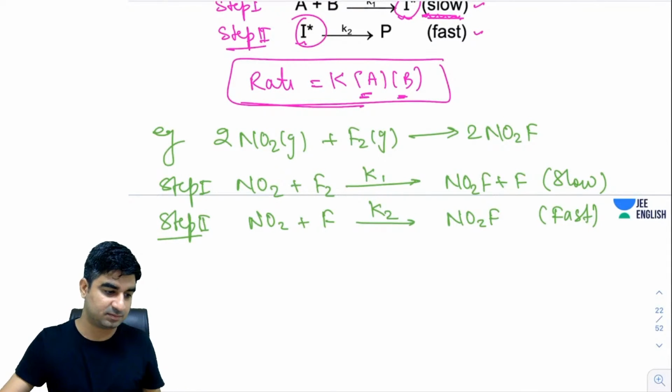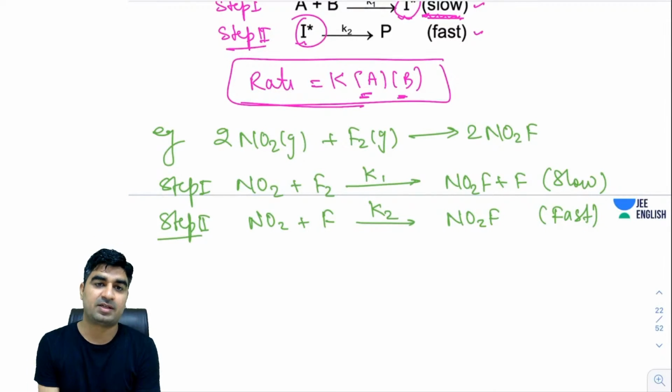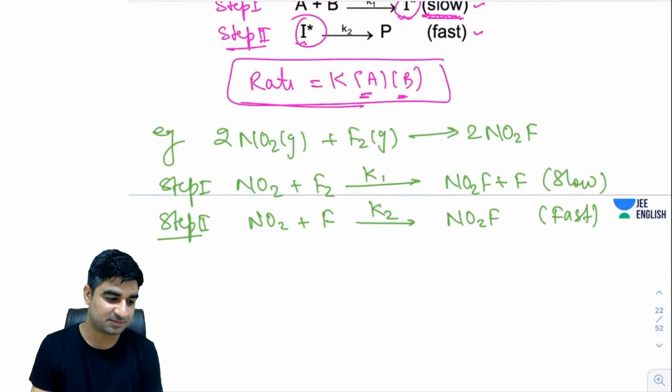Quick. Next chapter will be liquid solutions. Yes, liquid solution, Henry's law, colligative properties, azeotropic mixture, and ideal solution, non-ideal solution, fractional distillation. So many interesting things are going to come.